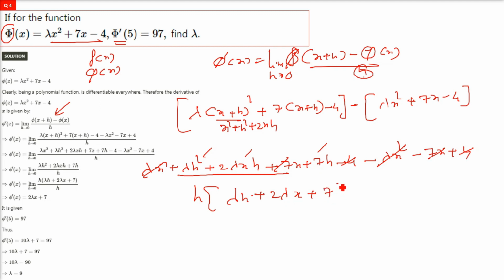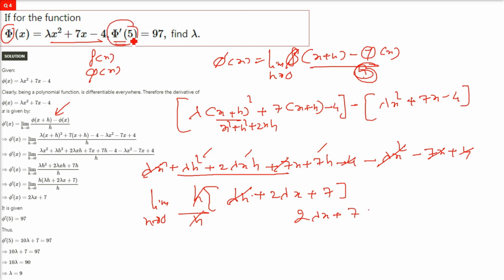Now the h was already there in the denominator. I was just not writing it. Limit h tends to 0 was already there. h gets cancelled. Now replace all the terms with h, remove all the terms with h. So you get 2 lambda x plus 7.